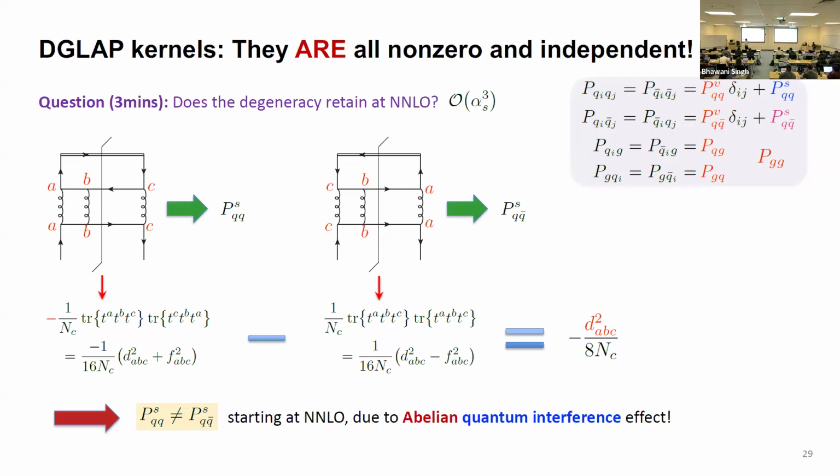So on the left, we have two gluons exchanged, but on the right of the cut, we have only one gluon exchange. So this quantum interference breaks the degeneracy of the splitting from Q to Q and Q to Q bar. And this is something very, very non-trivial. And it's slightly counterintuitive because it's against our classical thinking. But this degeneracy is broken starting at next-to-leading order, and due to this quantum interference.